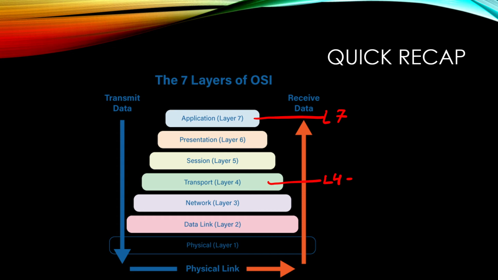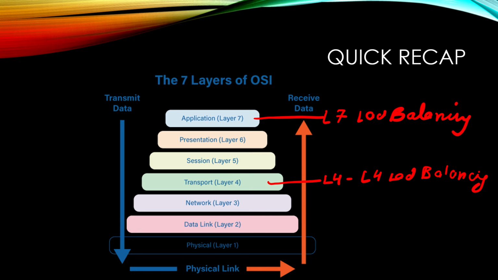So likewise on these two layers, if we apply load balancing on L4, it's called L4 load balancing. And the device that does that is called an L4 load balancer. And likewise for L7, we have L7 load balancing, and the device is called the L7 load balancer.